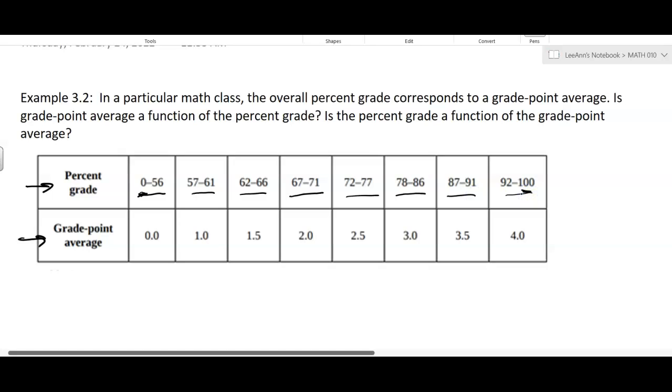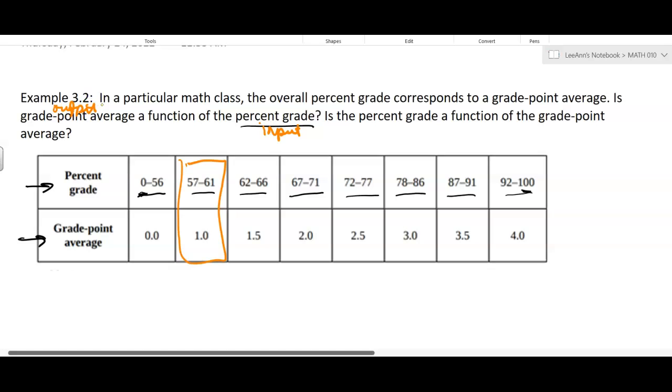It only talks about whole number percentages here, okay? So that's what the table is being given to us. And then it's mapping to maybe, well, it depends on which way you're going, but it's the relation with the percent grade, okay? Now let's just look at one little piece of the puzzle here. So the first question says, is grade point average a function of the percent grade? So percent grade is the input, and grade point average is the output.